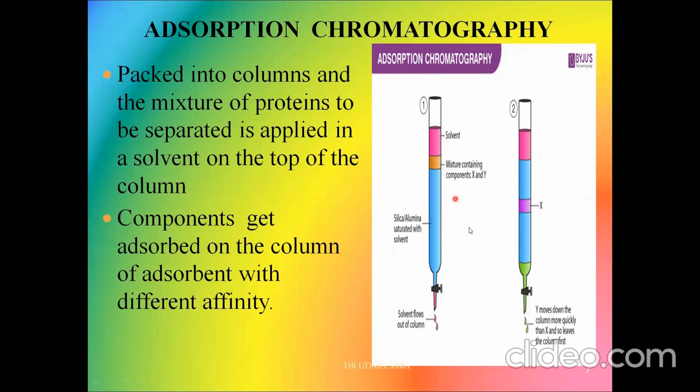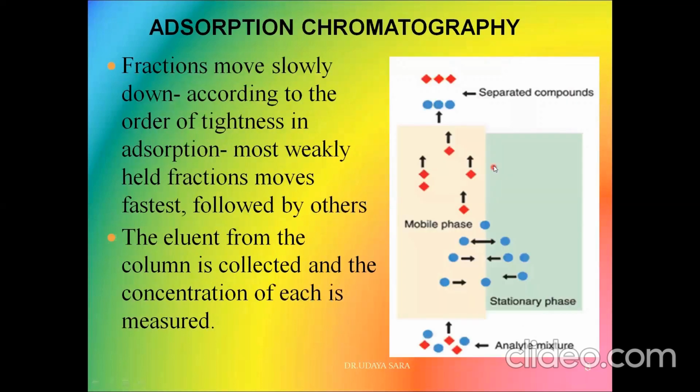So the stationary phase here is a solid stationary phase, the adsorbing substances, which include columns of alumina, silica, or silica gel. The molecular mixture is applied over the top of the column along with the solvent, and the components get adsorbed on the column with different affinity. Each molecule has a different affinity for the solid stationary phase.